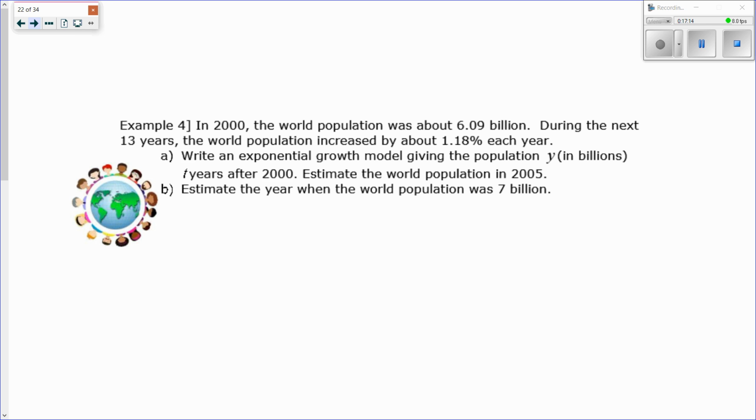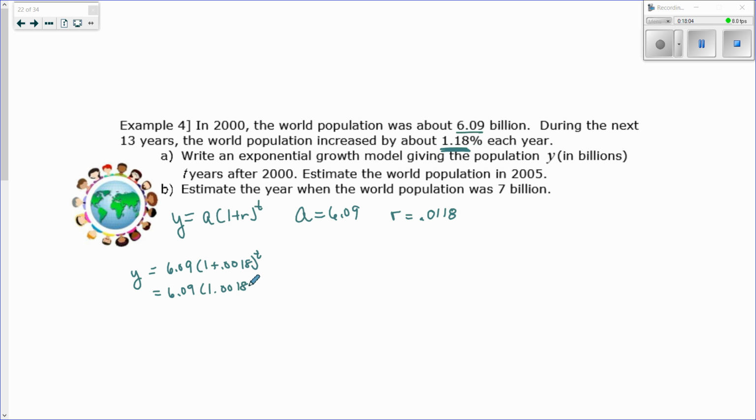All right. So we have to use the formula y equals a times (1 plus r) to the t. We know the initial amount is 6.09 billion people. We also know the rate of growth is 1.18%, so as a decimal, it's 0.0118. So my equation is going to look like y equals 6.09 times (1 plus 0.0118) to the t, so 6.09 times 1.0118 to the t.